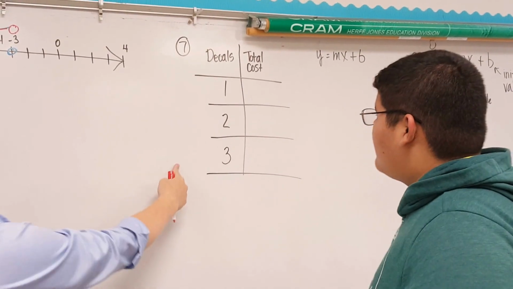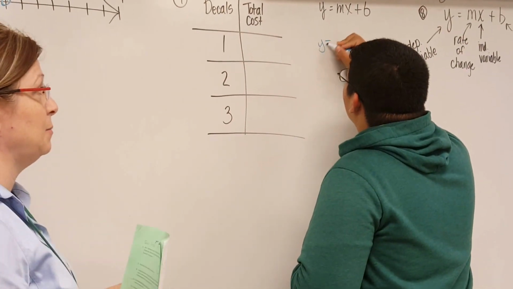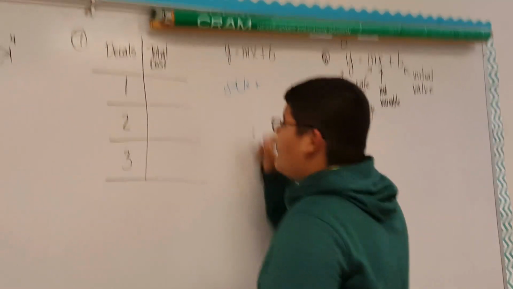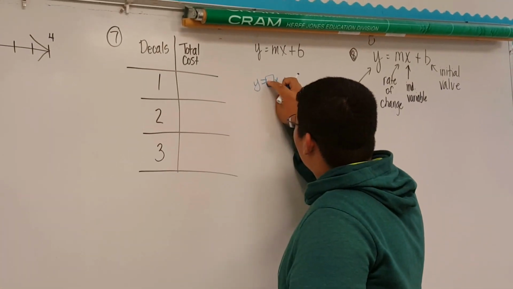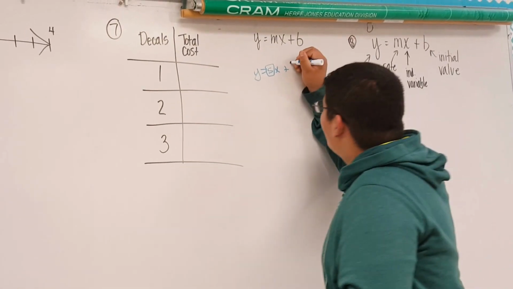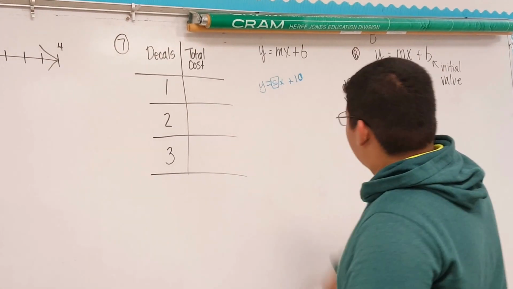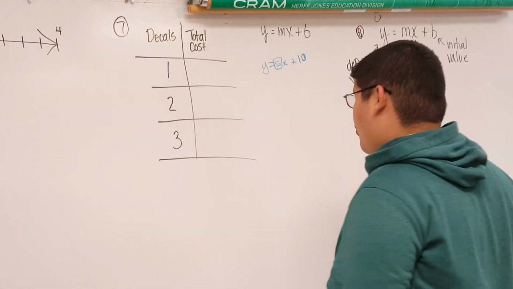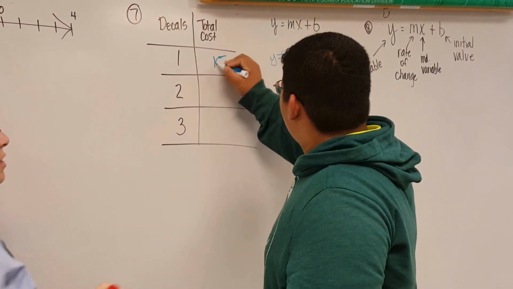Okay. Before we do the table, let's figure out what the equation would be in y equals mx plus b. So what is the rate of change? How much does it go up for each decal? It's 5. And the starting amount, how much did you have to pay for shipping? $10. So it doesn't really matter how many you order, you're gonna have to pay that $10 to start off with. Using that, we can figure out the total cost.